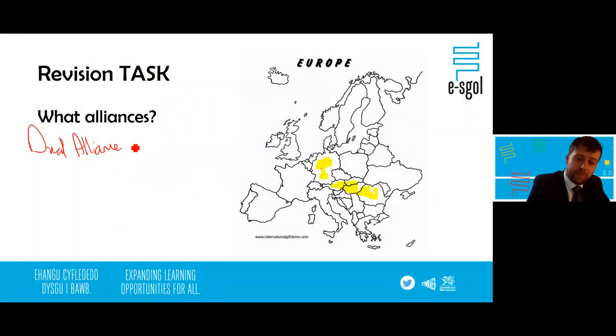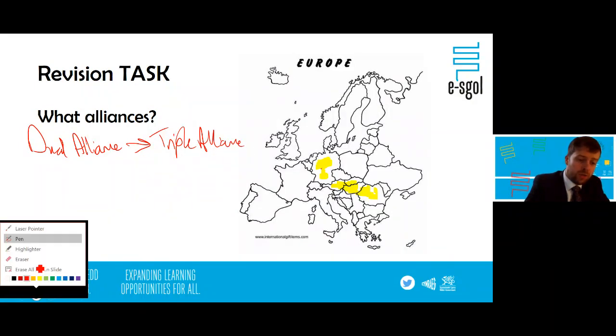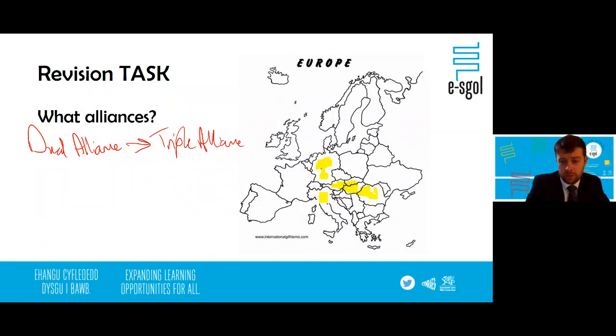This then became the Triple Alliance, which in time included Italy as well. At another time, then we had the French-Russian alliance.